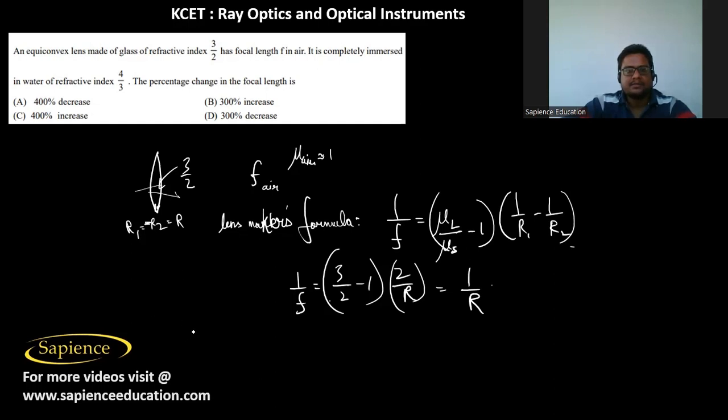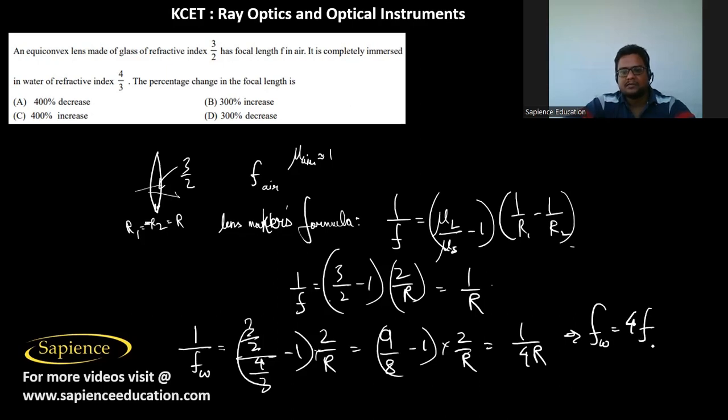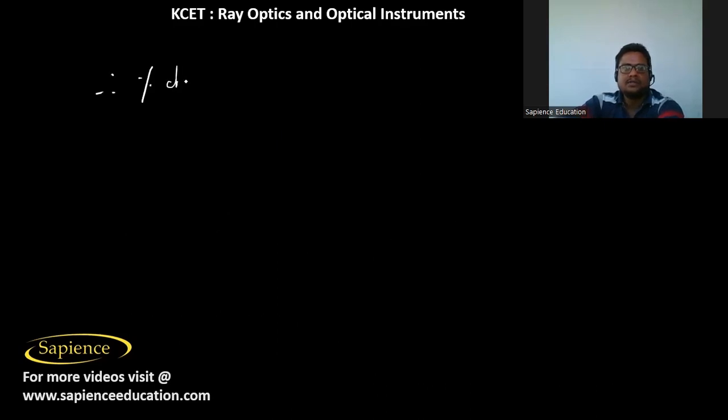When it is placed in water, the focal length in water, 1 by fw, is equal to refractive index of lens by refractive index of water minus 1 into 2 by r. So that will be equal to 9 by 8 minus 1 into 2 by r. So that will be equal to 1 by 8 into 2 by r, so it is 1 by 4r. Therefore, the focal length in water equals 4 times the focal length in air. Now you have to find the percentage change in focal length.